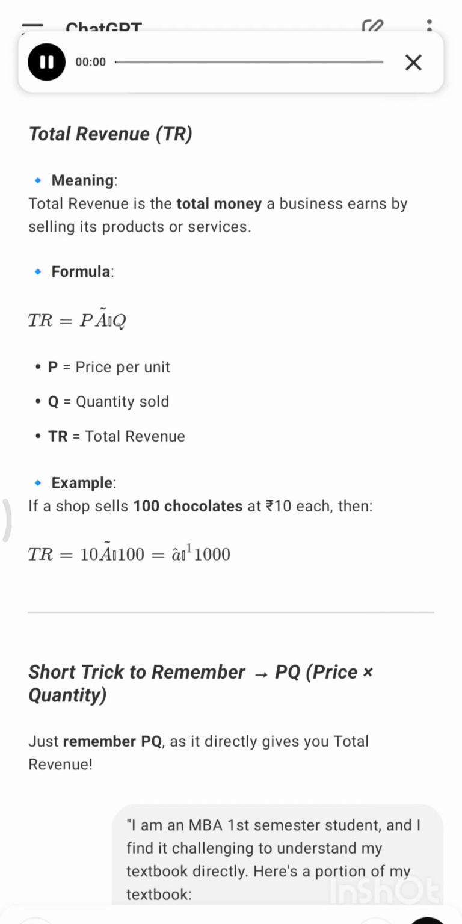Total revenue, TR, means the total money a business earns by selling its products or services. Formula: TR equals P times Q, where P equals price per unit, Q equals quantity sold, TR equals total revenue. Example: if a shop sells 100 chocolates at 10 each, then TR equals 10 times 100 equals 1,000. Short trick to remember: PQ, price quantity. Just remember PQ, as it directly gives you total revenue.